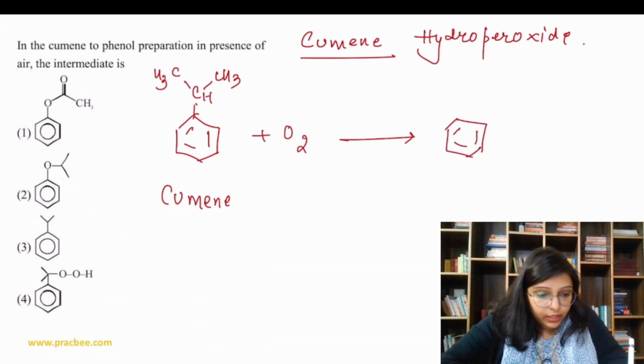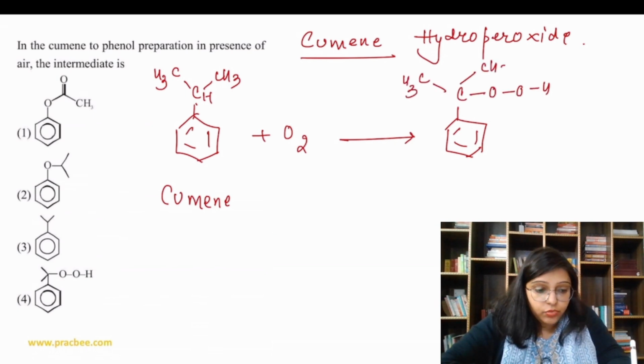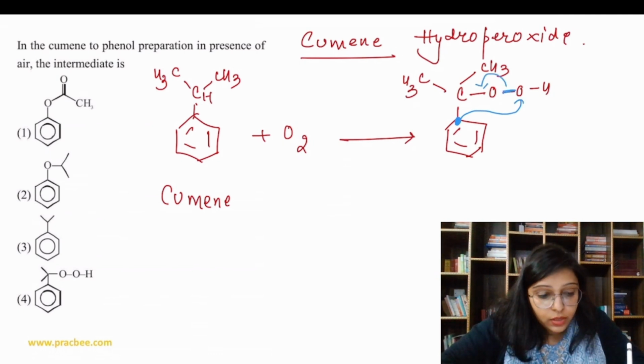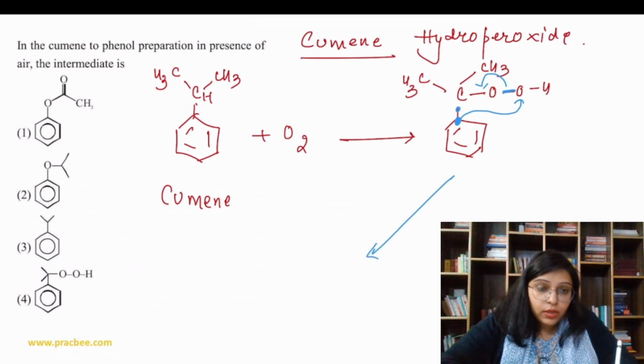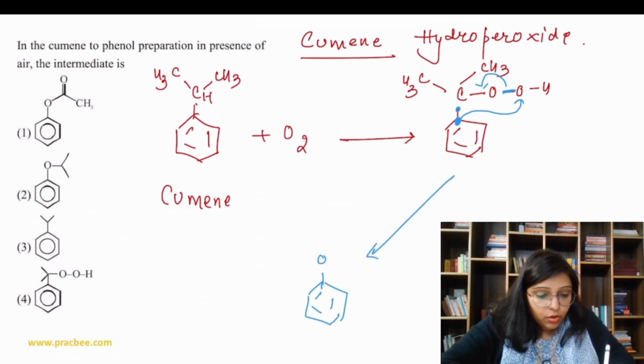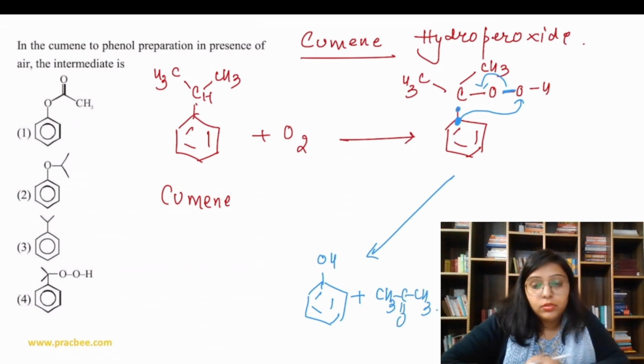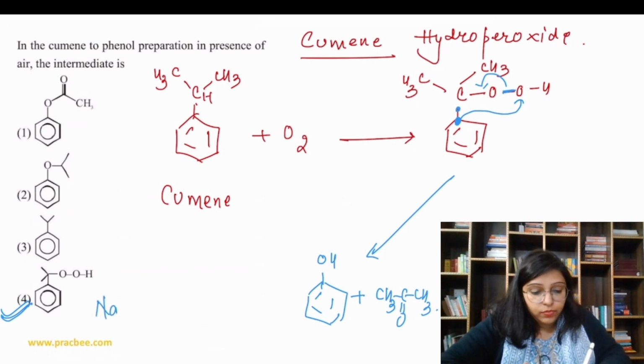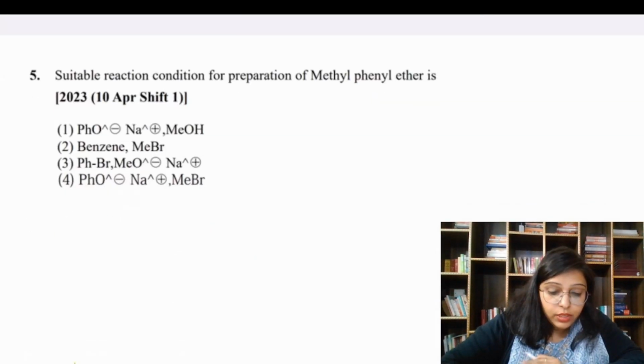So we have a peroxide, OOH. This kind of intermediate is formed. And after that, what happens? This carbon forms a bond with this, and the electron of this bond shifts over here. Understood? So with this, we have phenol and acetone. So this is the name reaction. You cannot change the product. So first, we have to find out the intermediate. So option 4 is the correct answer. The question is based on the name reaction. Okay.